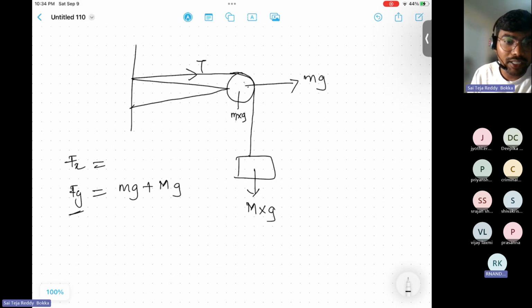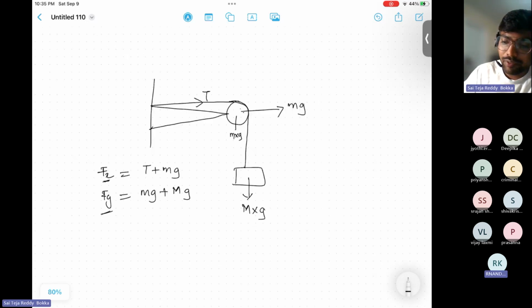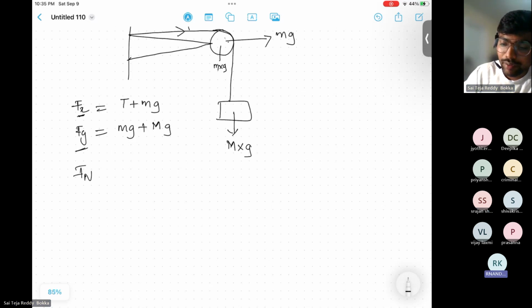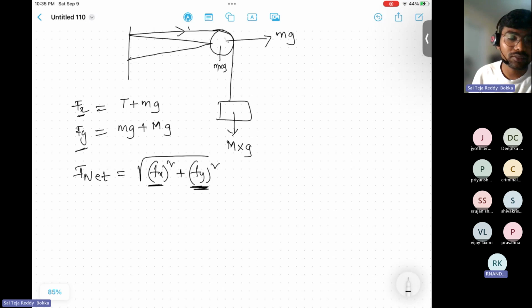And what are the forces along the x direction now? Tension, and plus mg, right? So here the net force F net will be equal to the square root of F of x whole square plus F of y whole square. The forces acting along the horizontal direction, and the forces acting along the vertical direction.